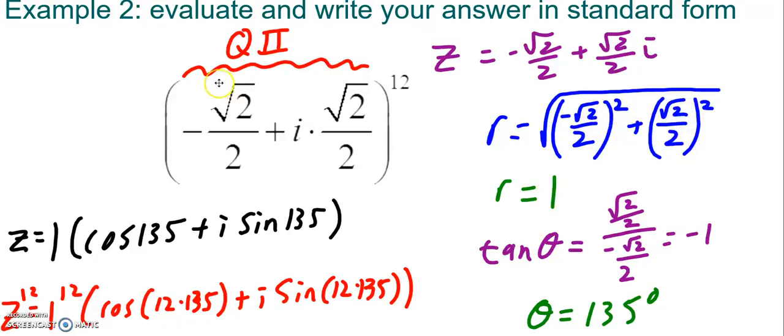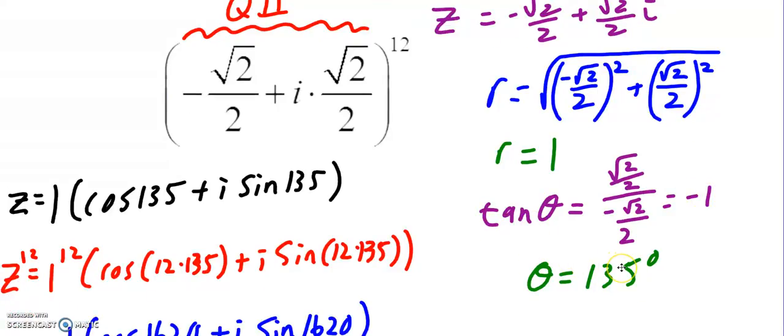What is theta? So this is where I had to think about, okay, if I go left root 2 over 2, and then I go up root 2 over 2, I'm in quadrant 2. So that's going to help me in terms of figuring out what angle do I have. And I know that tan theta is root 2 over 2 over negative root 2 over 2, which is negative 1. So at what angle is tangent negative 1, but in the second quadrant? That's going to be 135 degrees.